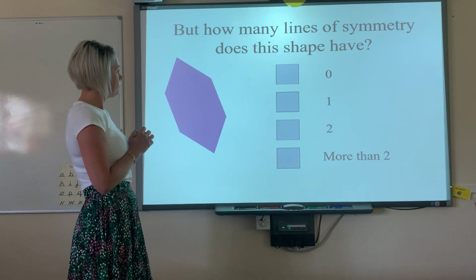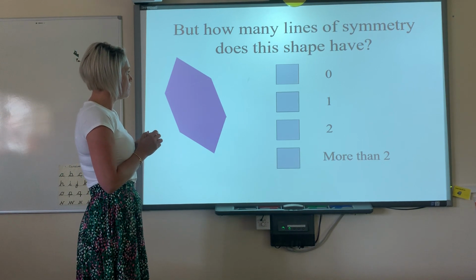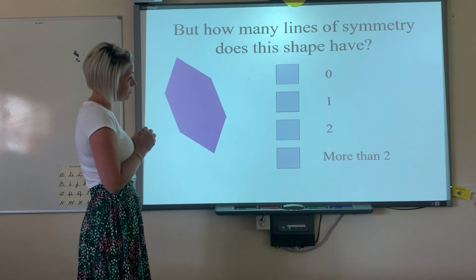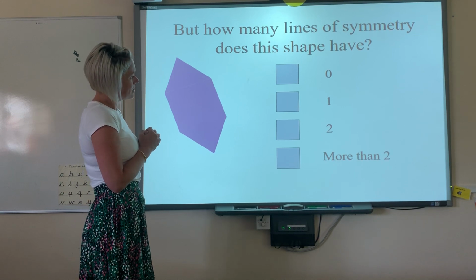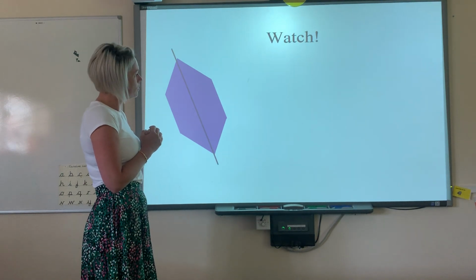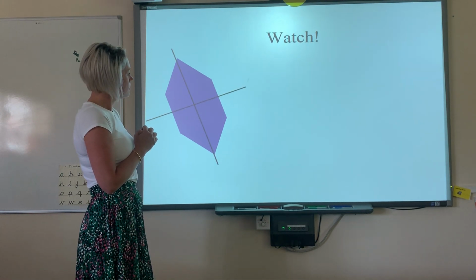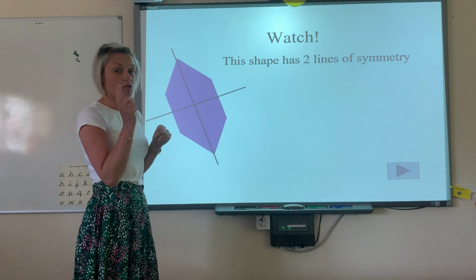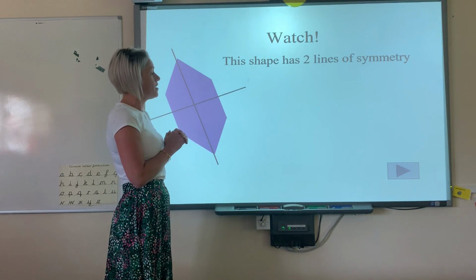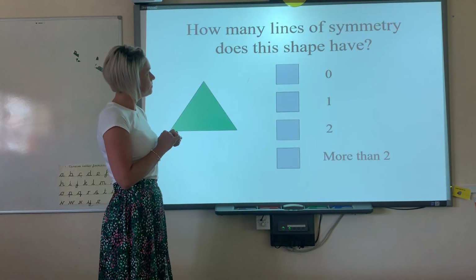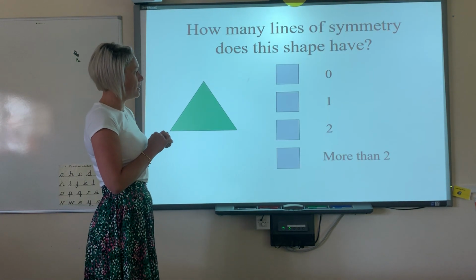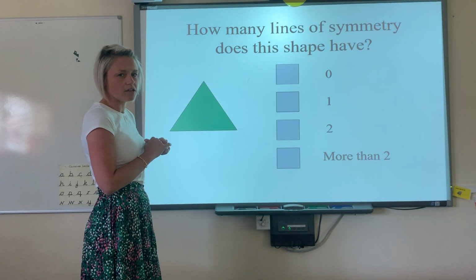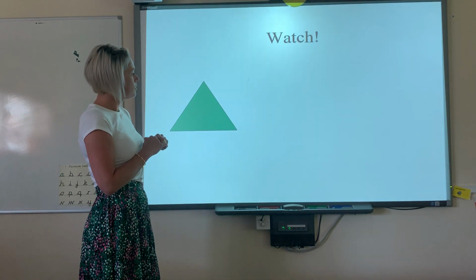What about this shape? An irregular hexagon, or regular, quite similar size sides. 0, 1 or 2? Have a look. We've got 2 lines of symmetry, so that must mean it's irregular, and you will find out why when you do today's task. Okay, next one. We've got a triangle here. 0, 1, 2 or more than 2? What do you think? Jot it down. Let's have a look.